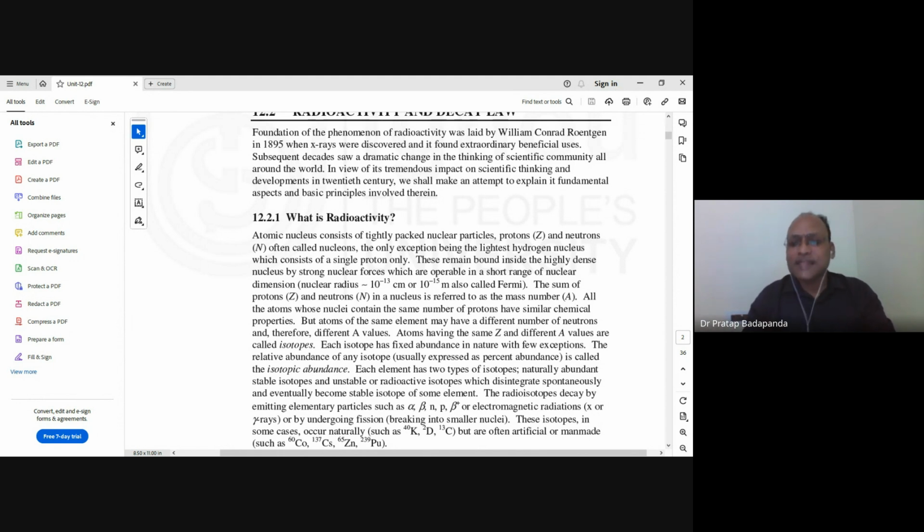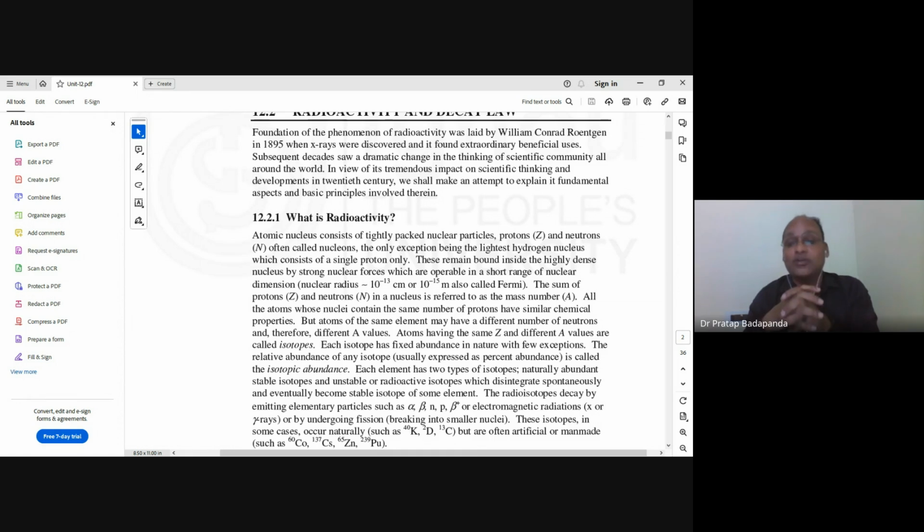If we discuss radioactivity, the name relates to the nuclear particles. Nuclear particles means the particles which are present inside the nucleus. So what particles are present inside the nucleus? Those are the major particles, the proton as well as the neutron.